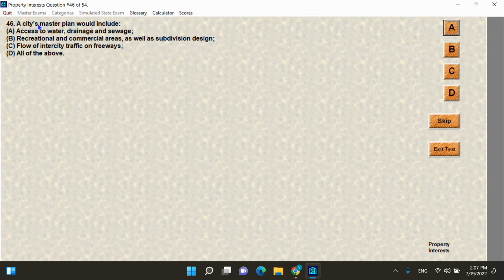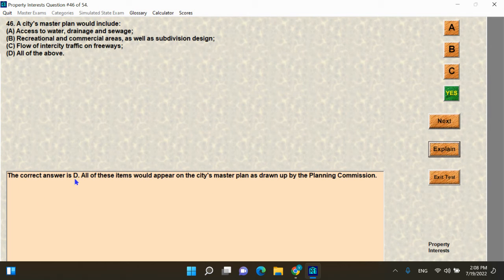46. A city's master plan would include A. Access to water, drainage, and sewage. B. Recreational and commercial areas, as well as subdivision design. C. Flow of intercity traffic on freeways. D. All of the above. The correct answer is D. All of these items would appear on the city's master plan as brought up by the Planning Commission.